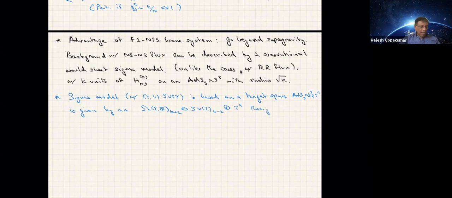So it's given by a world sheet theory based on Wess-Zumino-Witten models of SL(2,R) at level k plus 2 and SU(2) at level k minus 2, where k is the number of units of NS flux. So let me briefly motivate that.